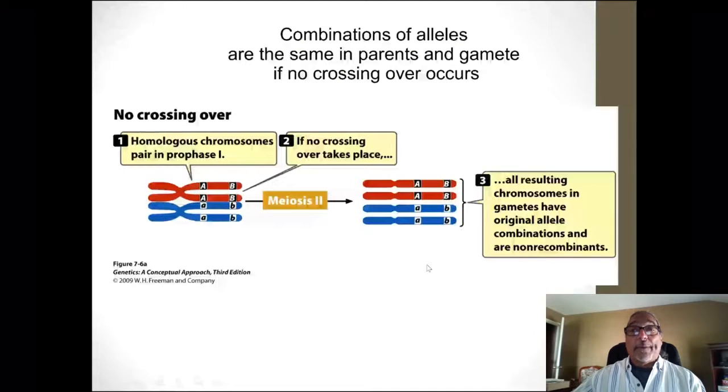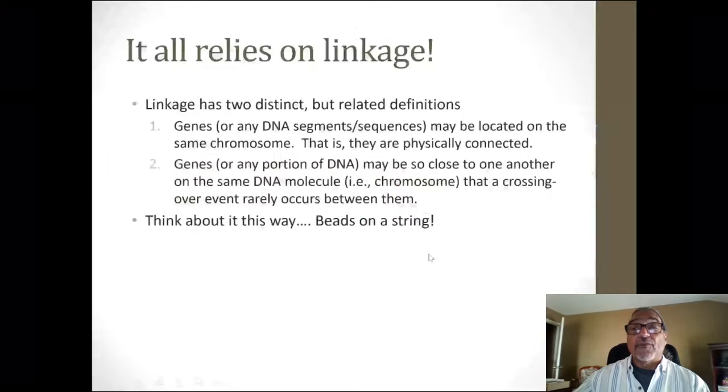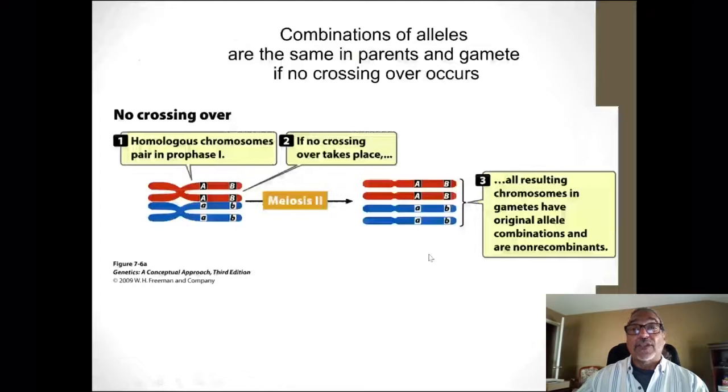So let's take a quick peek at a diagram from the text, and we can see that we start up in prophase 1. Notice the homologous chromosomes line up. The individual in red is homozygous for cap A and cap B. The individual in blue is homozygous small a, small b. And after meiosis 2, if no crossing over takes place, then each of the chromosomes have the original allelic combinations, and are considered to be non-recombinant.